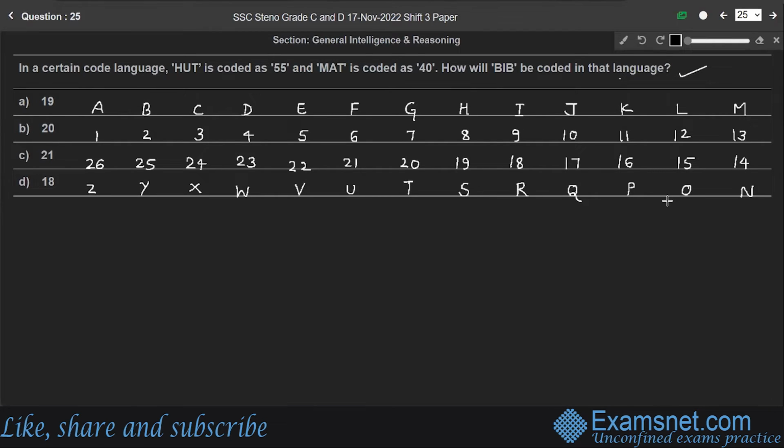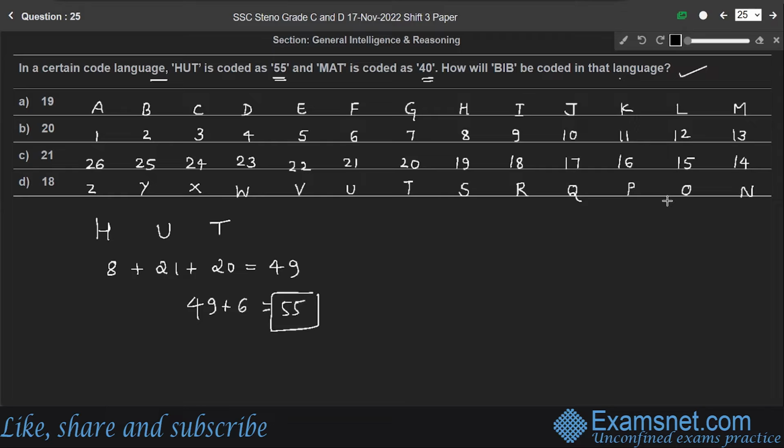Question 25. In a certain code language, HUT is coded as 55, MAT is coded as 40. How will BIP be coded in that language? Very simple question. For HUT, the positional value of H is 8, of U is 21, of T is 20. We'll consider the sum of their positional values: 21 plus 8 is 29, plus 20 is 49. Add the number 6 to 49, you will get 55, which is the code for HUT.